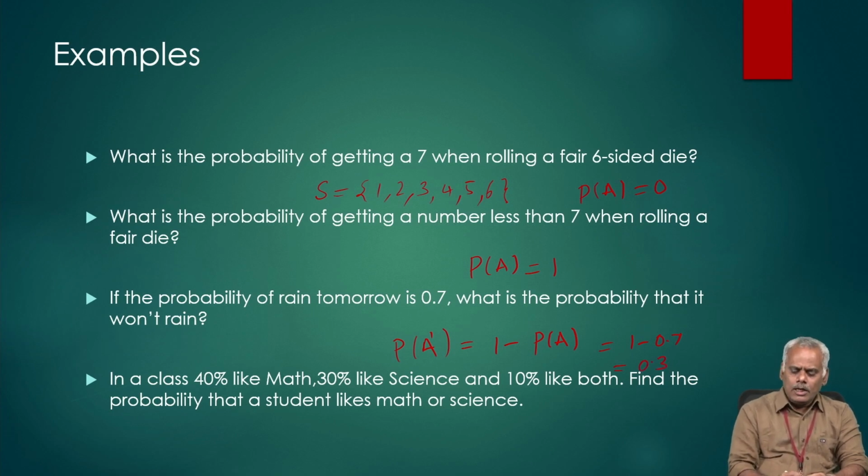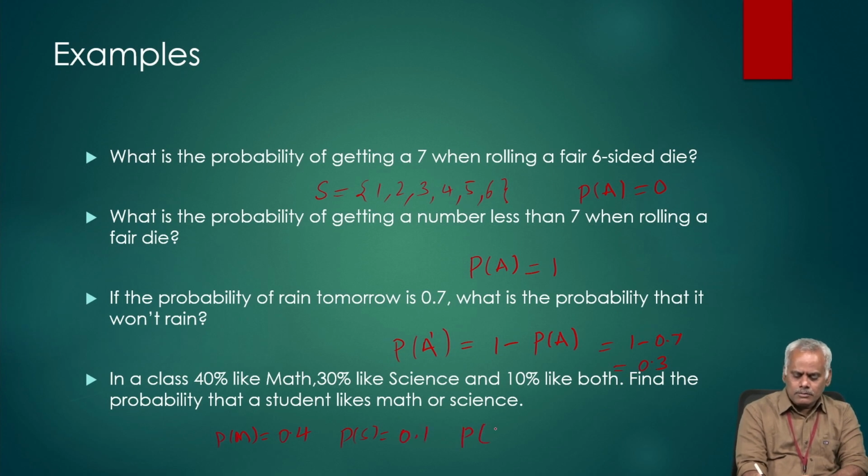The last one: in a class, 40% like math, 30% like science, and 10% like both. Find the probability that a student likes math or science. So here, given probability of M is equal to 0.4, that is 40%. Probability of S, probability of science, don't get confused, it is not sample space.